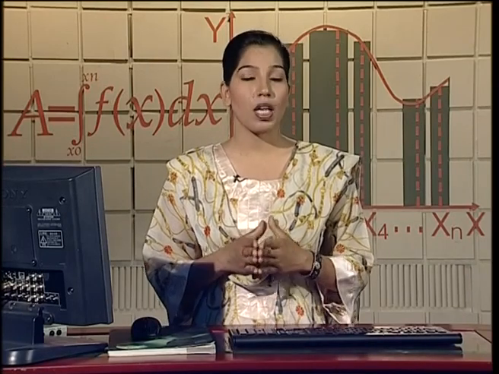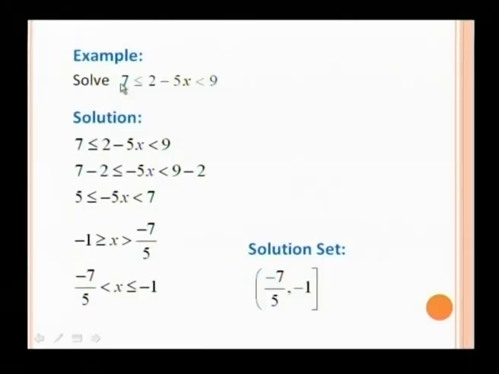Dear students, now let's solve one more example of inequality where two inequalities are included in the statement. You can see that example on the screen. Example, if we have to solve 7 less than or equal to 2 minus 5x less than 9. For the solution of this inequality, by making the simplification, we have x greater than minus 7 by 5 and less than or equal to minus 1.